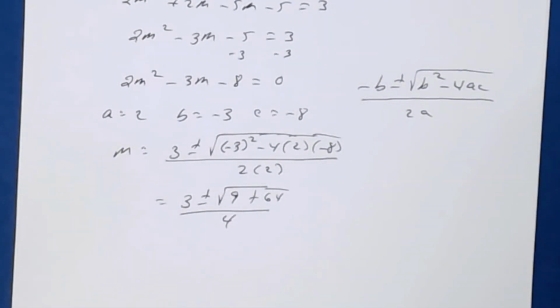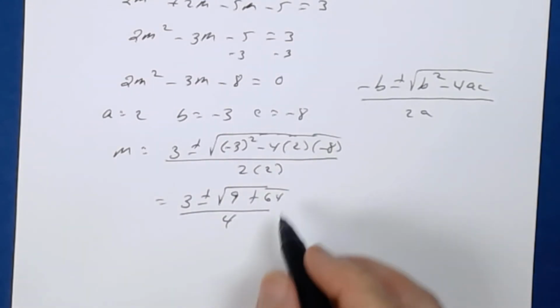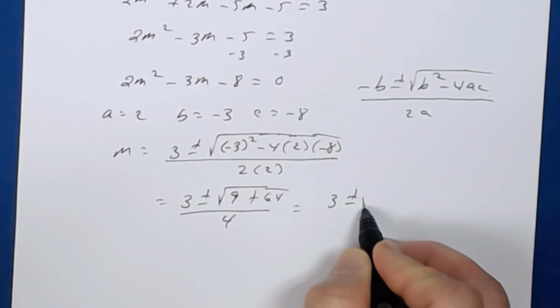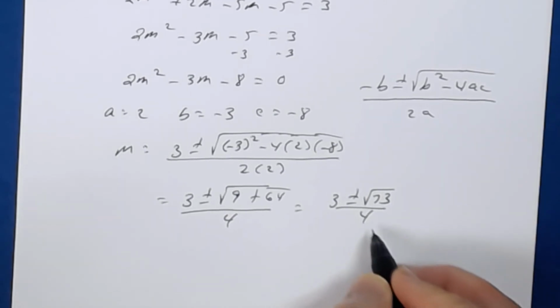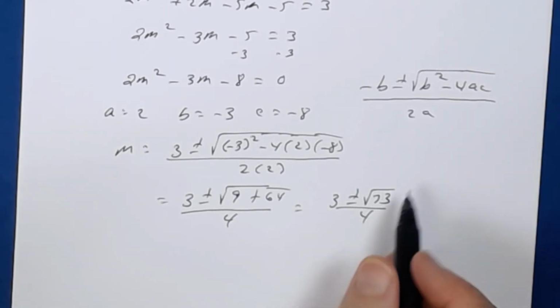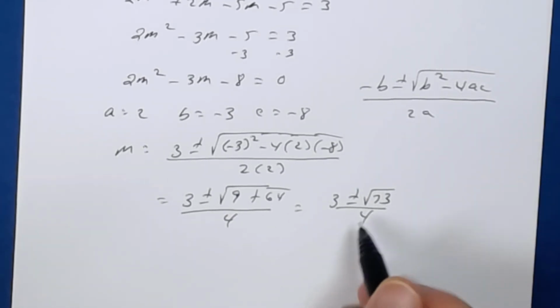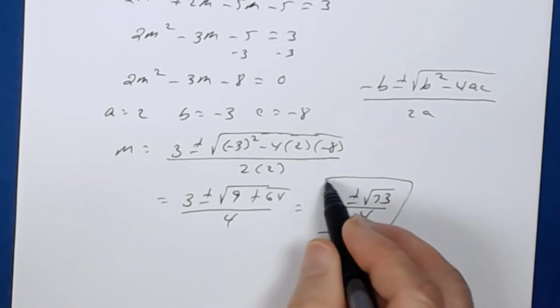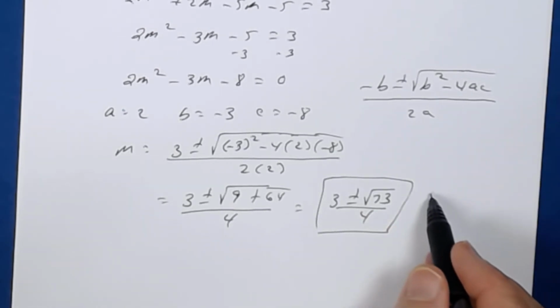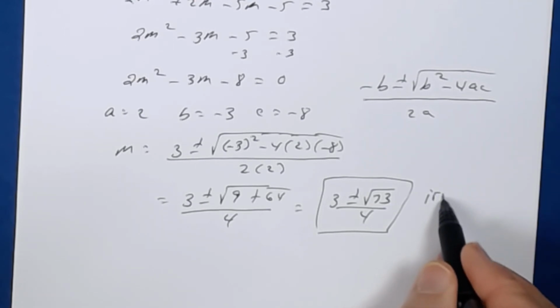And so 64 plus 9 gives me 73. So I get 3 plus and minus the square root of 73, over 4. And the square root of 73 can't be simplified. 73 is a prime number. So you're done. That's your answer. So I get irrational solutions.